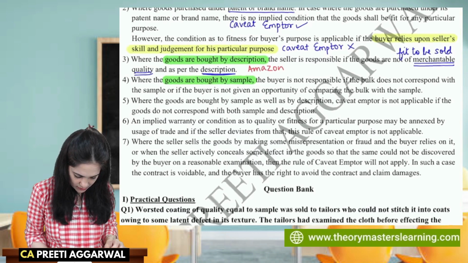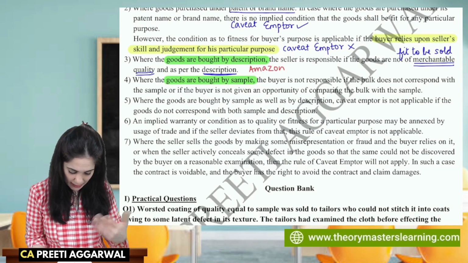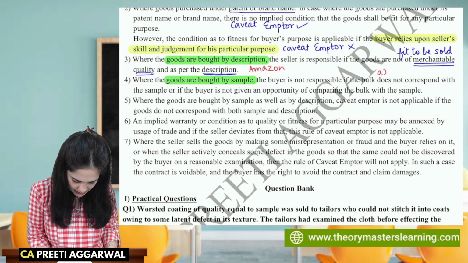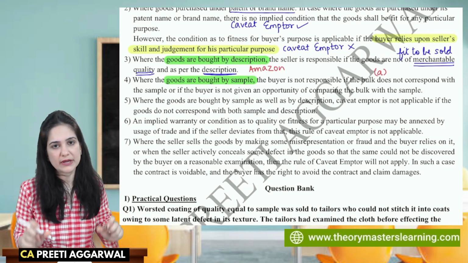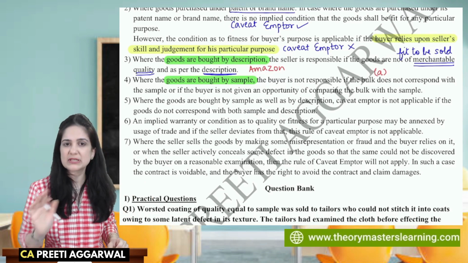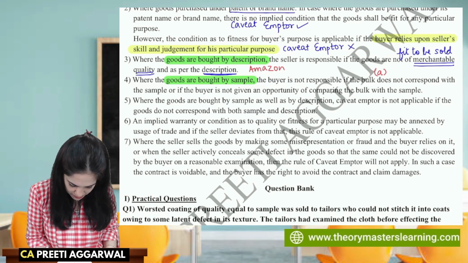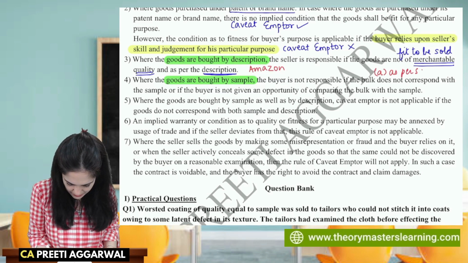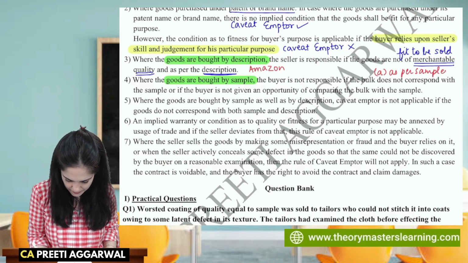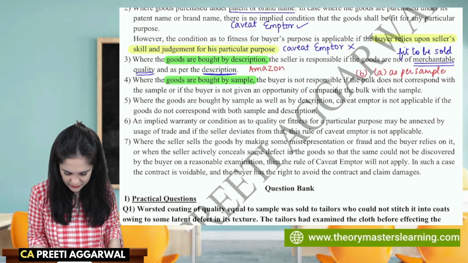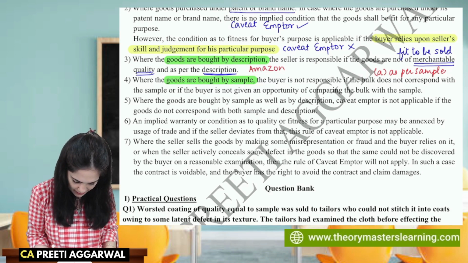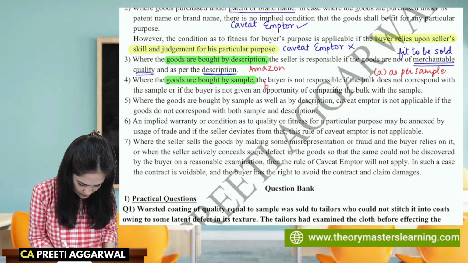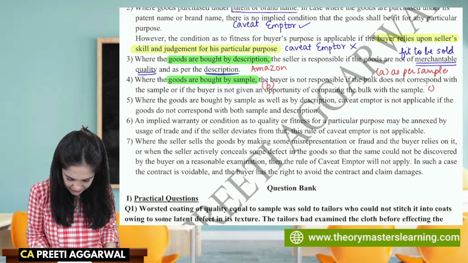The buyer should be given an opportunity of comparing the bulk with the sample. The goods should be free from latent or hidden defects. They should be as per the sample. I'm just reminding you of the provisions. Bulk should correspond with the sample. I must be given an opportunity of comparing the bulk with the sample, and they should be free from hidden defects.